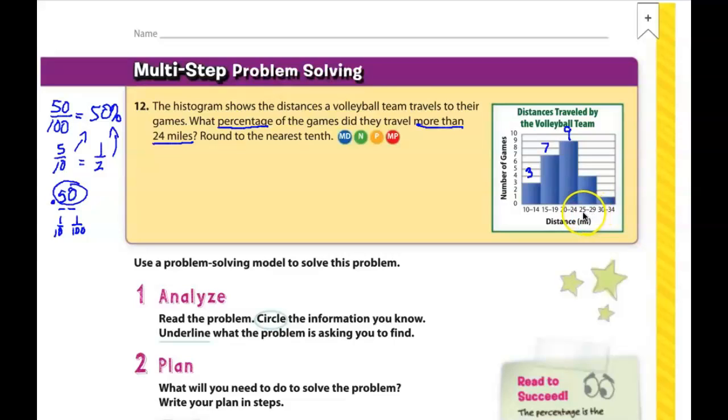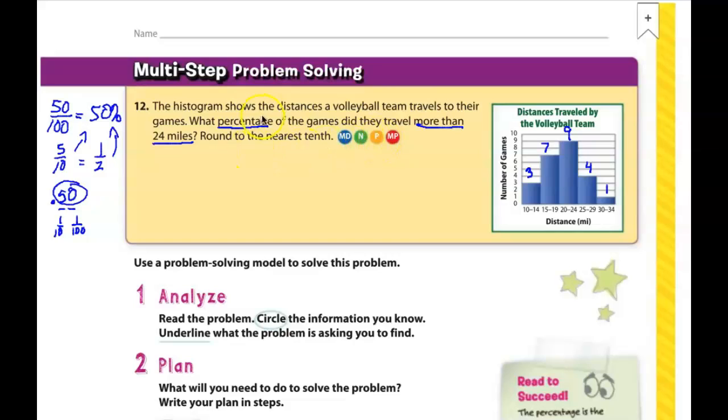Okay, so using that same technique, go ahead and tell me, how many games did we travel in this word problem that were between 25 and 29 miles away? Go ahead and look across the y-axis and tell me what number that is. Very good, that number is 4. Let's do the same thing for games that are between 30 and 34 miles away. How many games was that? Go ahead and look to the y-axis and tell me what that is. Very good. That answer is 1.